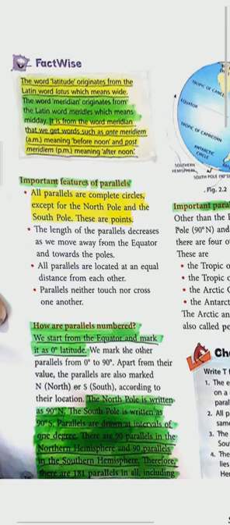Important features of parallels. All parallels are complete circles except the North Pole and the South Pole. They are points. I told you this, that it's basically like the longest circle which is around the earth, which is the equator, and as you move towards the North Pole, the circles start getting shorter and smaller. The North Pole is just a point, so there's no circle in that area. The length of the parallel decreases as we move away from the equator towards the pole.